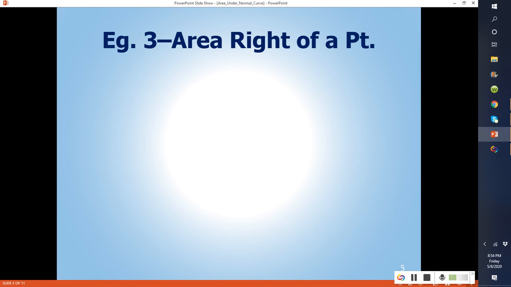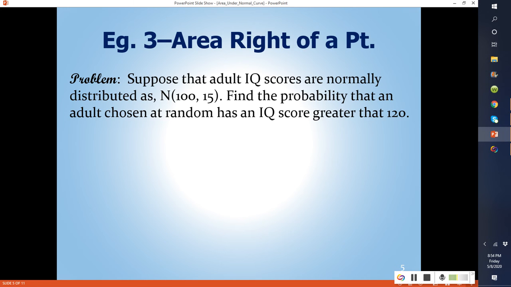Now let's go to the next question, which is another example where this time the area is to the right of the point. Suppose that adult IQ scores are normally distributed as N, mu is 100, and standard deviation is 15. Find the probability that an adult chosen at random has an IQ score greater than 120.